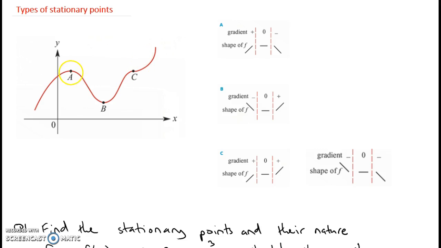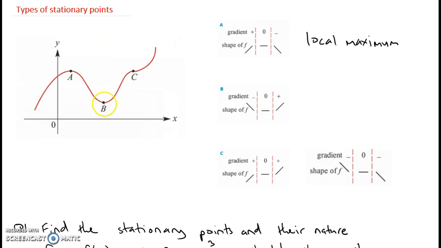This first point, A, is what we call a local maximum. So we'll label that one a local maximum at the point A there. And you can see a local maximum is defined by the fact that the slope of the curve to the left of the point is increasing, and then the slope of the curve to the right of the point is decreasing. So we've got a local maximum.